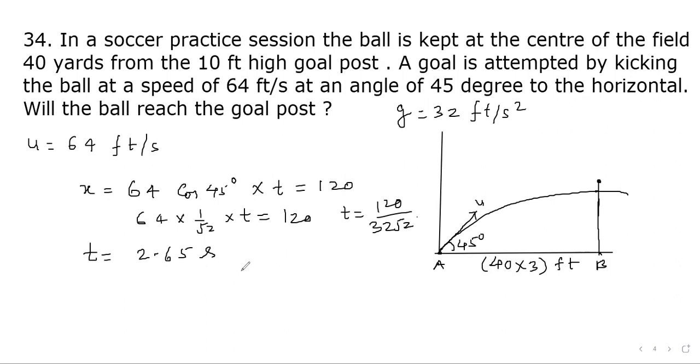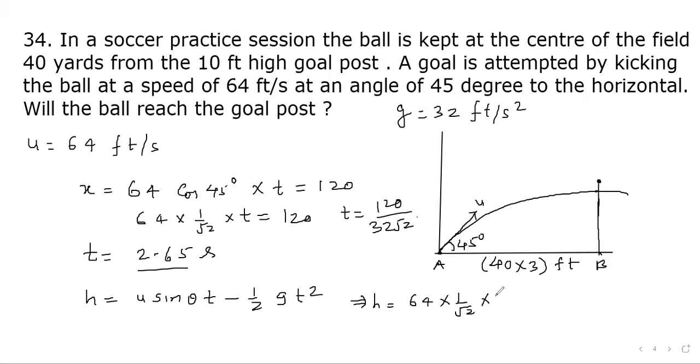Now we have to find out the height reached at this time. So h is u sine theta t minus half g t squared. This gives h equals u is 64, sine 45 is 1 upon root 2, and time is 2.65, minus half into 32 into t squared, that is 2.65 squared. If we evaluate it, it is 7.49 meters.